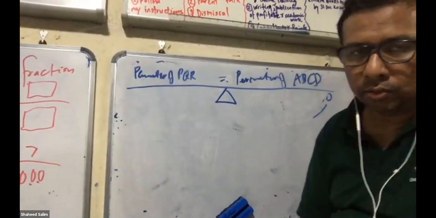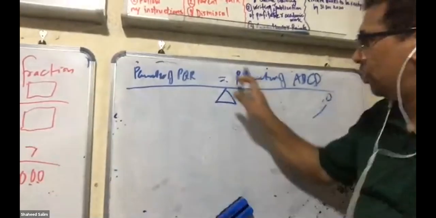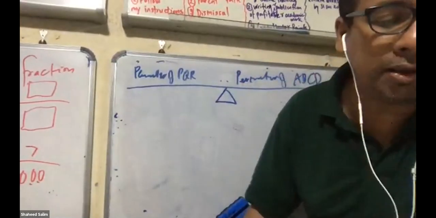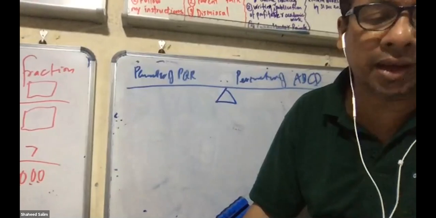No, don't look down here. Look at your question. The perimeter of PQR is 5 cm greater than the perimeter.